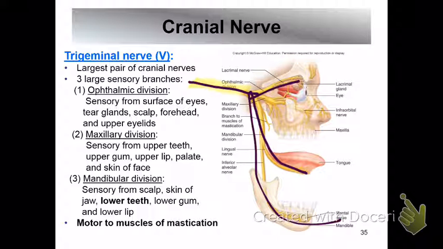expressions. But for this test, what I want to make sure that you focus on for this class is that it controls the muscles for chewing. And it also controls the lower teeth, that feeling. You have a toothache on the bottom. So, the muscles of mastication, and right, that means chewing, right? We know that. It controls the masseter.